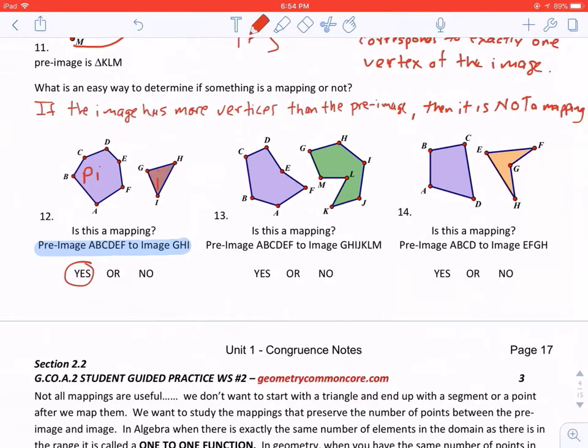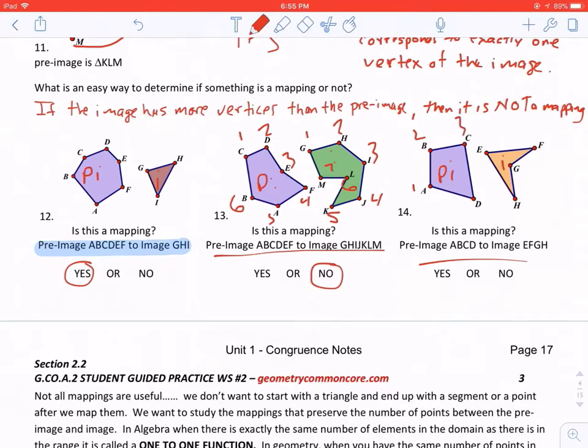Looking at 13, this is the pre-image, this is the image, according to this down here. The pre-image has 1, 2, 3, 4, 5, 6 vertices. The image has 1, 2, 3, 4, 5, 6, 7 vertices. Well, that's one too many. Not a mapping. 14. Pre-image, according to instructions down here. Image, 1, 2, 3, 4 vertices. Is it a mapping? Sure is. Okay.